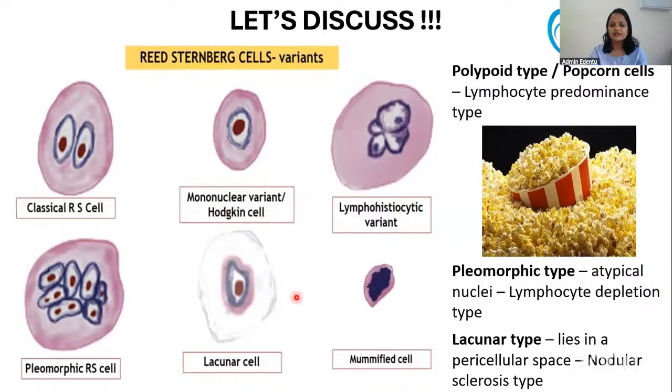And then we have the lacunar cell. In the question, it is specifically mentioned that this cell is lying in a pericellular space or a free space, so they are referring to this lacunar cell. This lacunar cell is usually seen in the nodular sclerosis type. Then you can see the mummified type of cell also, but this is very rare. Usually the classical owl eye Reed-Sternberg cells are seen.